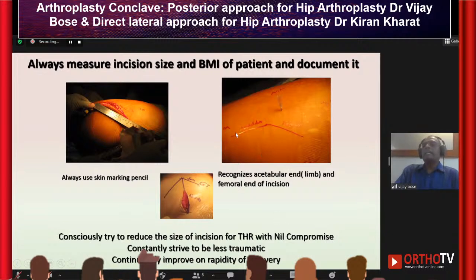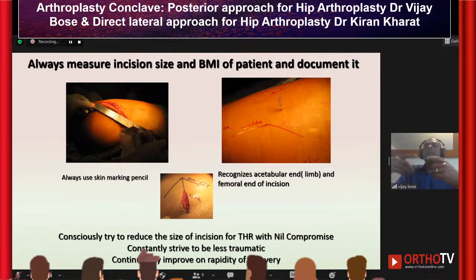And what I would like to highlight is there are 2 components to the posterior incision. The distal part in the thigh is your acetabular component. The proximal part is your femoral component. Now, if you are struggling with the acetabular component, then you must extend the distal part. And if you are struggling with the femoral, you can always extend the skin incision. So you don't have to make a predetermined incision. Always start small. If necessary, don't hesitate to extend.